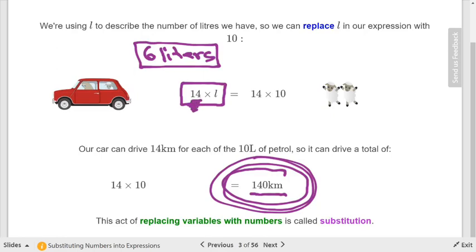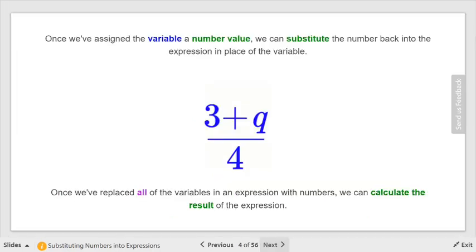So we get 14, right? But this is 6 liters, so where am I going to put that 6? In place of the L. So it's 14 times 6. Who's got an answer for that one? 84. So 84 kilometers. Okay? So make sure you're putting it in the right spot. So all you needed to do is put 6 in place of the L because it was 6 liters. Okay? All right? Okay. So all you're doing is replacing the letter with the number that they give you.